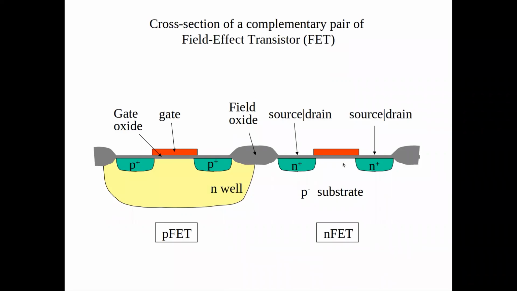And in this case, you have a lack of electrons, so holes, again, flowing on the surface, just at the very, very top, between the source and the drain.